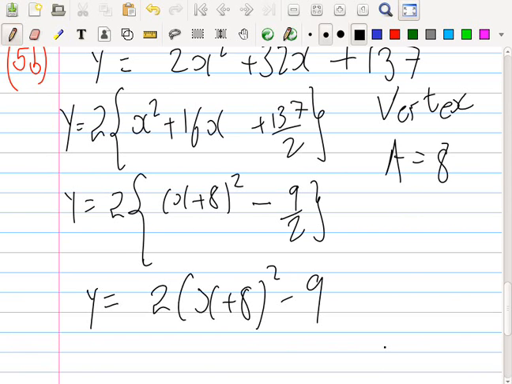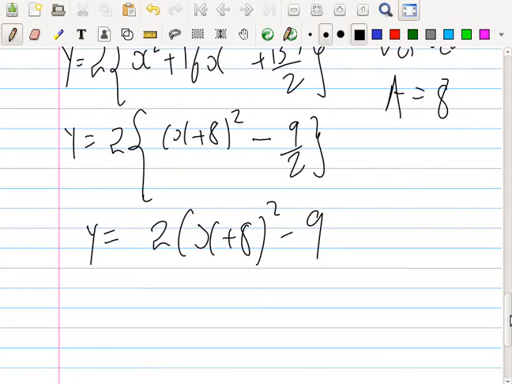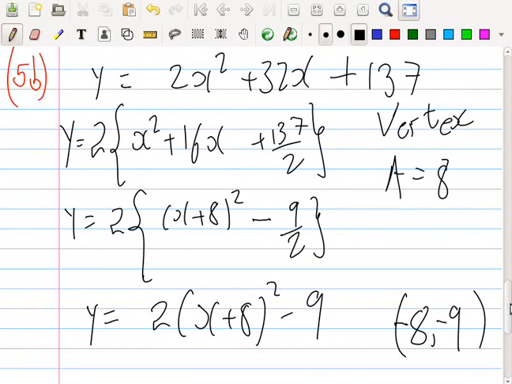And I get this. Okay. And you can see from looking at this, what's the minimum point? Minus 8 and minus 9. Yes. Why did you get minus 8? Where? Here? Minus 8, yeah.